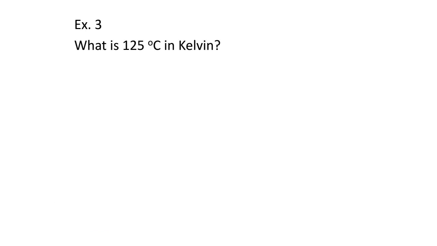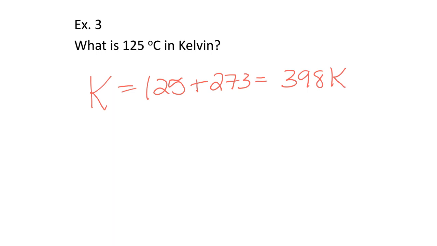Okay, so what is 125 degrees Celsius in Kelvin? So we're going to take our K equals 125. Now remember, it's degrees Celsius plus 273. And when we do that, we get 398 Kelvin. Now notice there is no degree symbol by Kelvin. Kelvin doesn't have degrees. It's just 398 K or 398 Kelvin, not 398 degrees Kelvin. Okay, there is no such thing as degrees Kelvin.